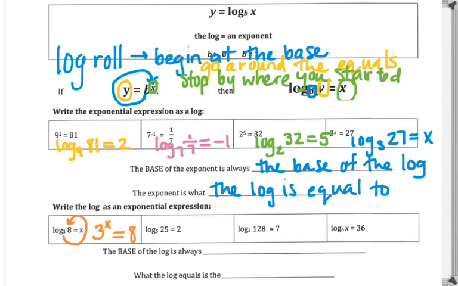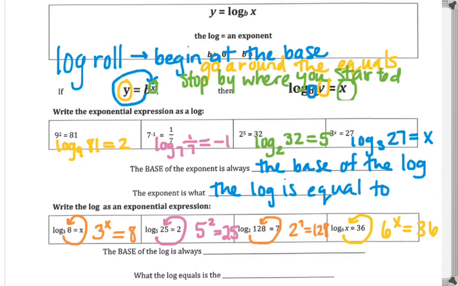And the next one, start at your base of 5, go around the equals, and land at the 25. 5 raised to the second power equals 25. We started at 5, we went around the 2, and we landed at 25. Next, start at the 2, go around the 7, land at the 128. 2 to the 7th equals 128. And finally, start at the 6, go around the 36, and land at the x. 6 to the x power equals 36.